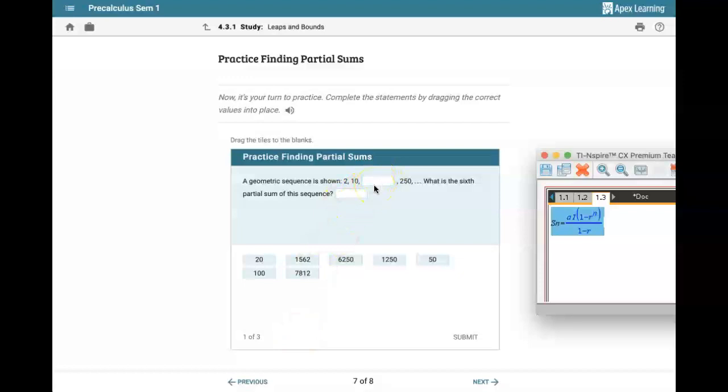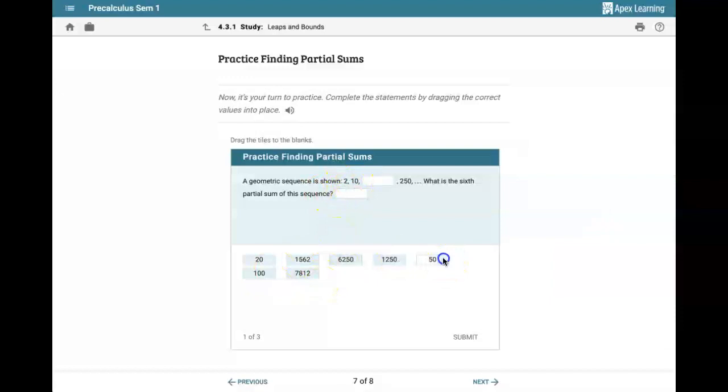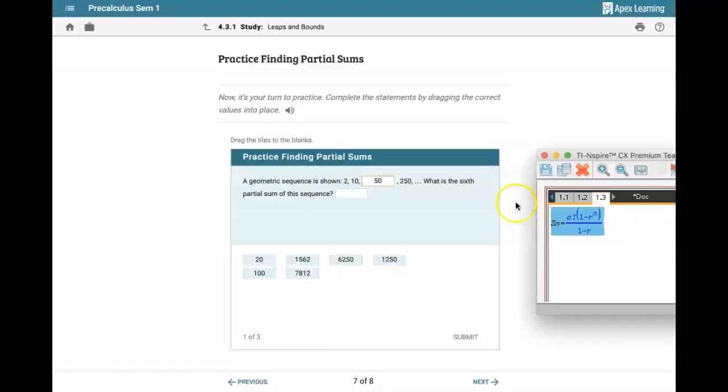what the next stage in the geometric sequence is, right? So it looks like I've got 2, then 10, so it looks like I'm multiplying by 5 every time. So this next guy here should be 50. Then if I keep going, I would add up all of these. So yes, you could do 2 plus 10 plus 50 plus 250 plus the next two values in order to get the sixth partial sum, or you could just do this value here.